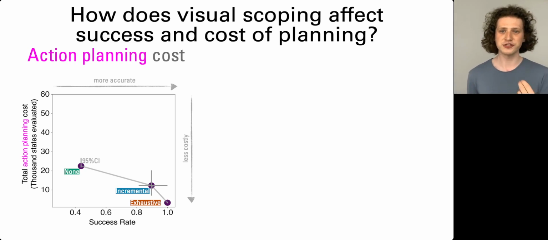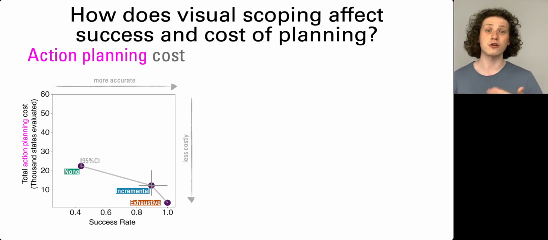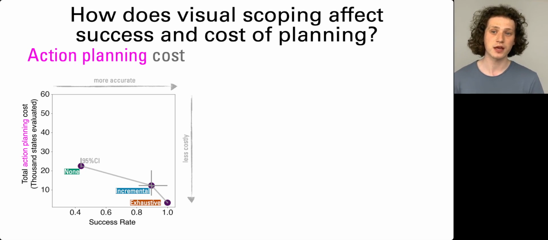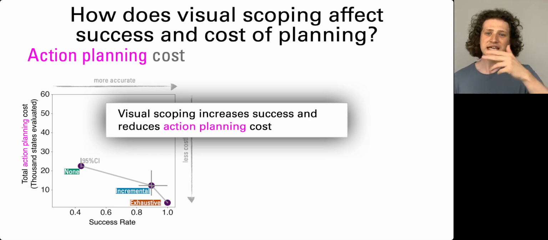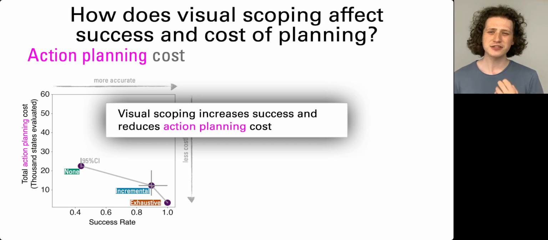Finally, exhaustive visual scoping can solve the problem every time and at a low cost. This was to be expected as it finds the cheapest sequence of subgoals in advance. So, the use of visual scoping generally indeed reduces the cost of searching for actions and increases the success of the planner. This reproduces prior work on the usefulness of subgoals.